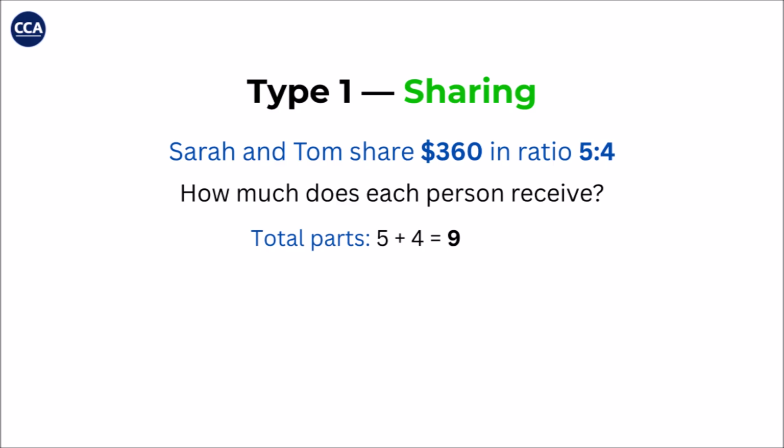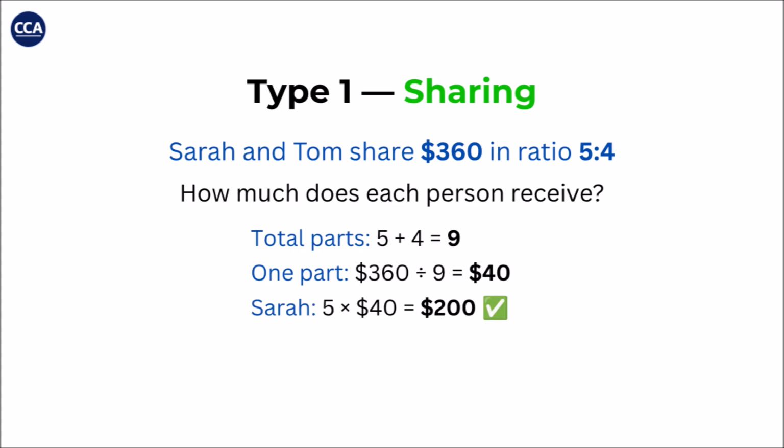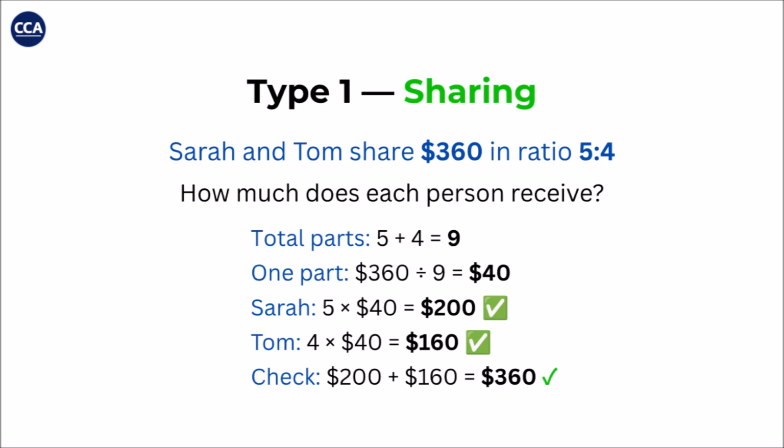Step 4. Find the value of one part. $360 divided by 9 equals $40 per part. Sarah receives 5 parts. 5 multiplied by $40 equals $200. Tom receives 4 parts. 4 multiplied by $40 equals $160. Check. $200 plus $160 equals $360. Correct. The key step. Always find the value of one part first, then multiply.